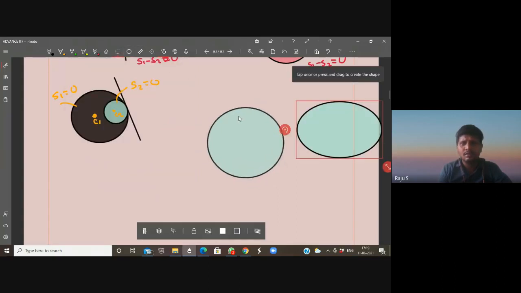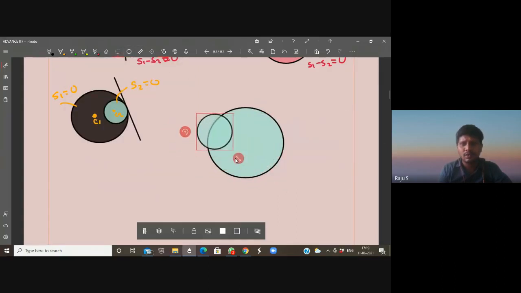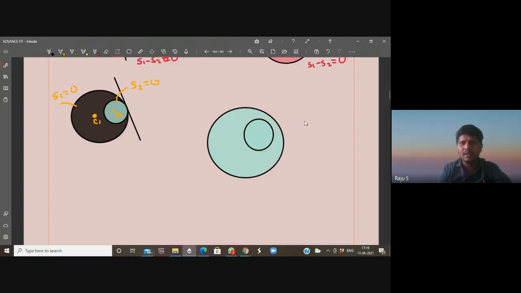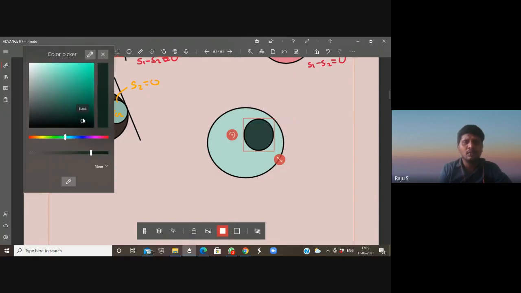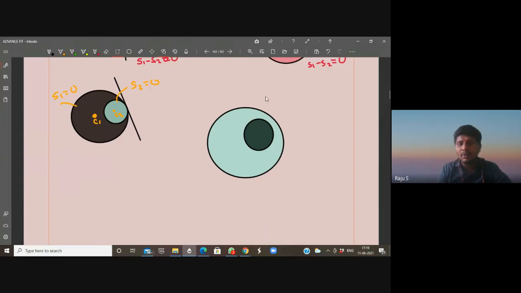Then in that case, what about this circle, not even touching internally, completely lying inside? Then what about in this case? Anyone? What to do in that case? So what about the radical axis? One circle lies completely inside the other circle.